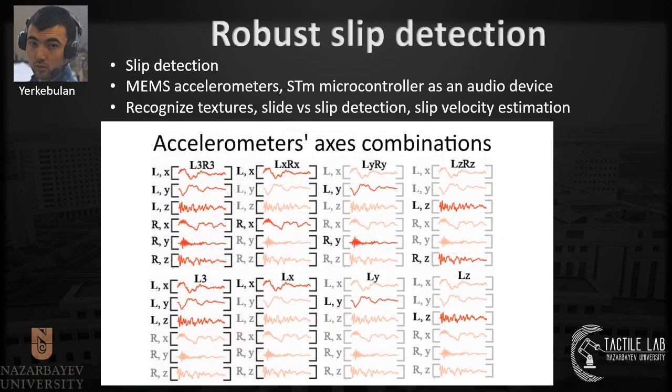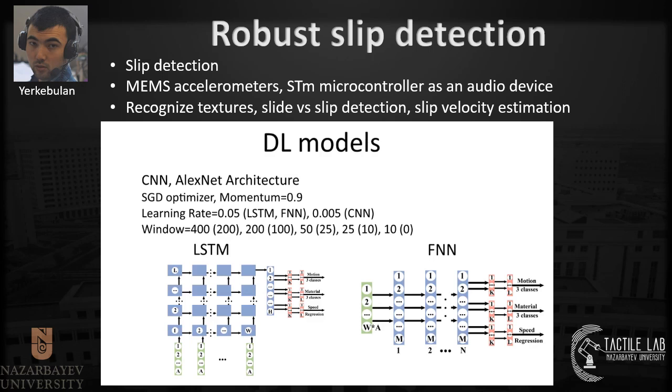The collected dataset contains 6 channels of accelerometer readings. During training, we used 8 combinations of the accelerometer readings to identify how each combination affects the performance. We utilized 3 different deep learning architectures: FNN, LSTM, and CNN. We used the AlexNet architecture as our CNN model. We tuned hyperparameters using the validation dataset.